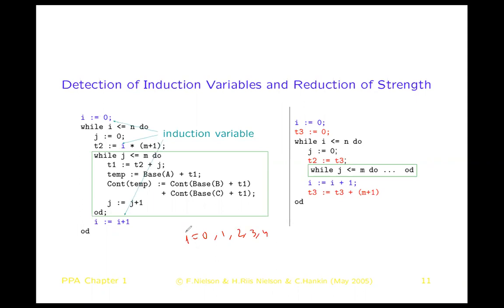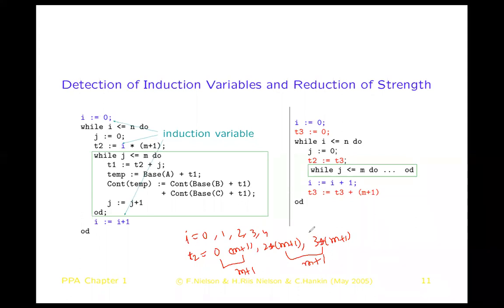And if you look at the variable T2, it will be equal to 0, m plus 1, 2 times m plus 1, and 3 times m plus 1, like that it goes. And you can see the difference between the value of T2 across 2 iterations. It always increases by m plus 1.